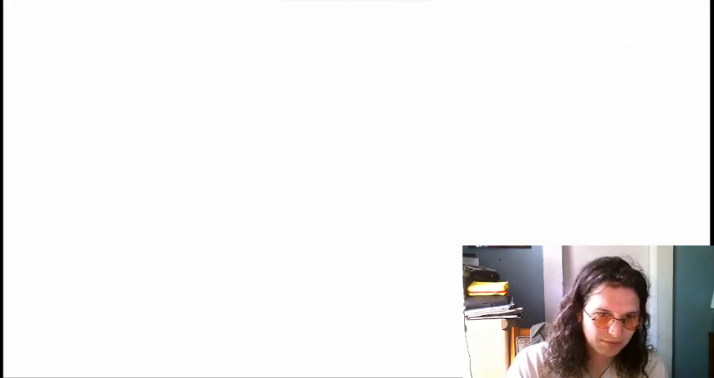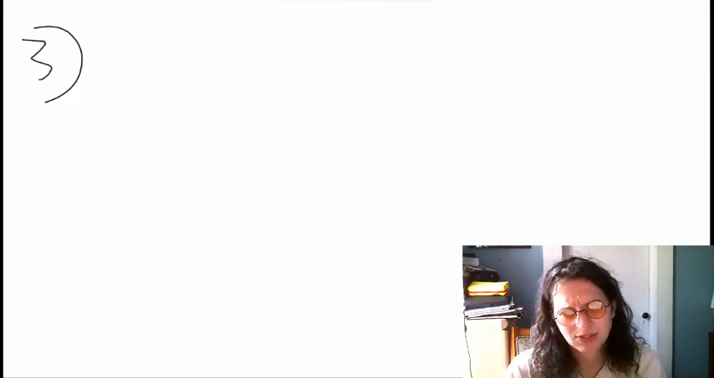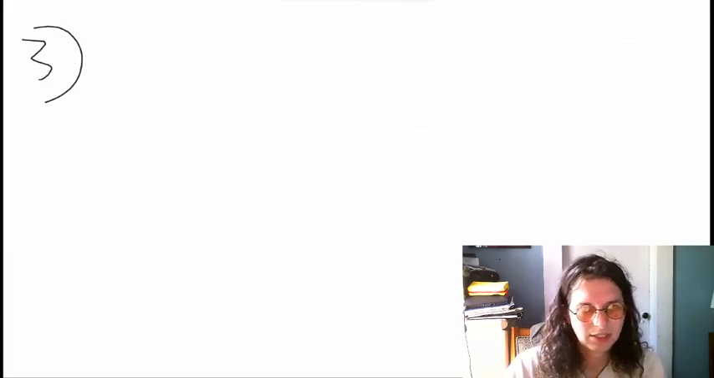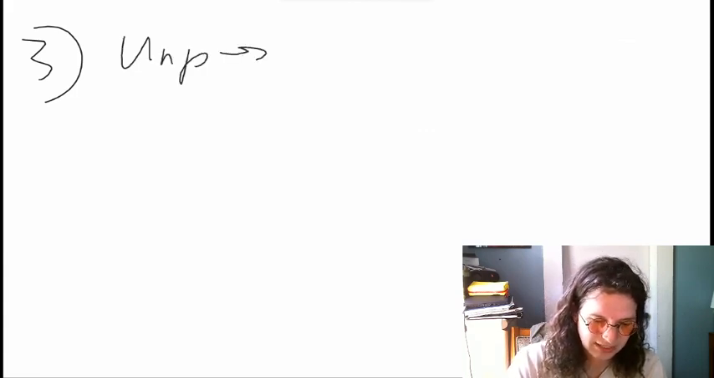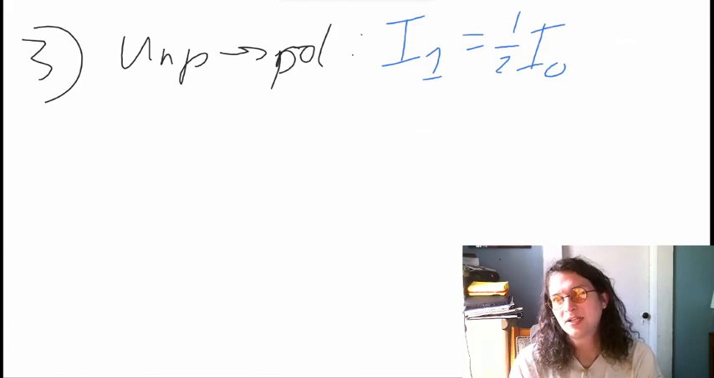All right, in our next problem, we're going to deal with polarization. There's one equation for polarization. If your light is unpolarized and it enters a polarizer, the intensity will be cut in half. From unpolarized to polarized, the intensity that comes out, which we'll call intensity 1, is just equal to a half of your incoming intensity, which we'll call intensity 0, intensity naught.